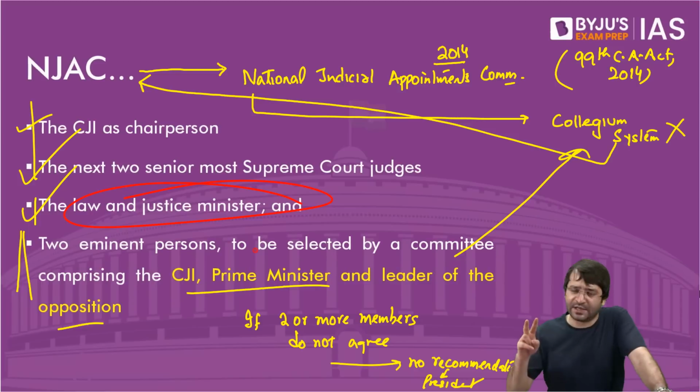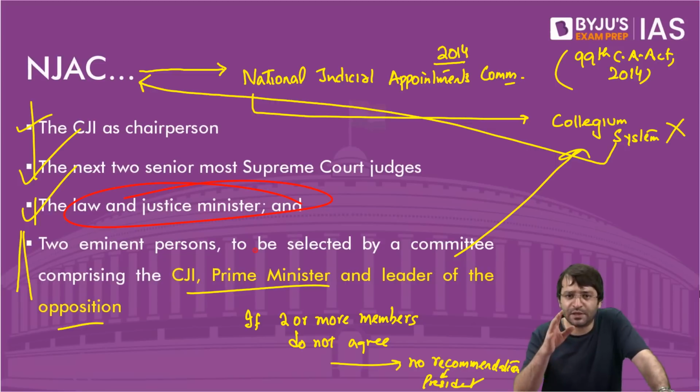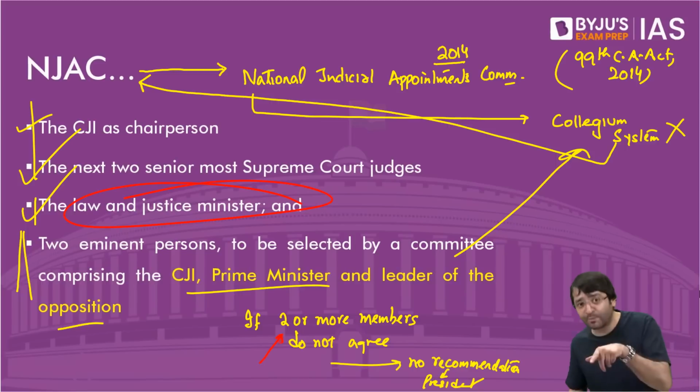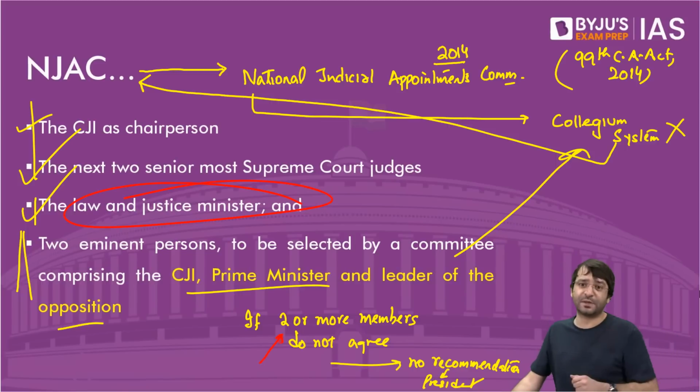Two senior judges said yes, he's a good candidate. The Law Minister says brilliant candidate. Two eminent persons say eminent candidate. The Chief Justice says no, cannot be sent. I don't like him. I don't like his hairstyle. But his opinion would not matter, because if two or more members say no, this person should not be sent to the President for appointment, then my name will not be sent.